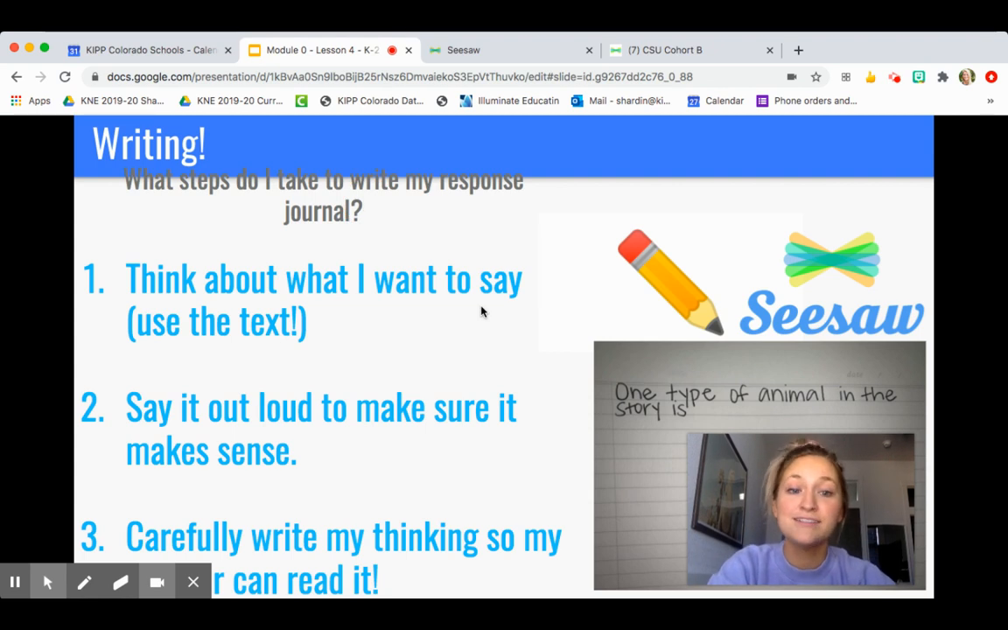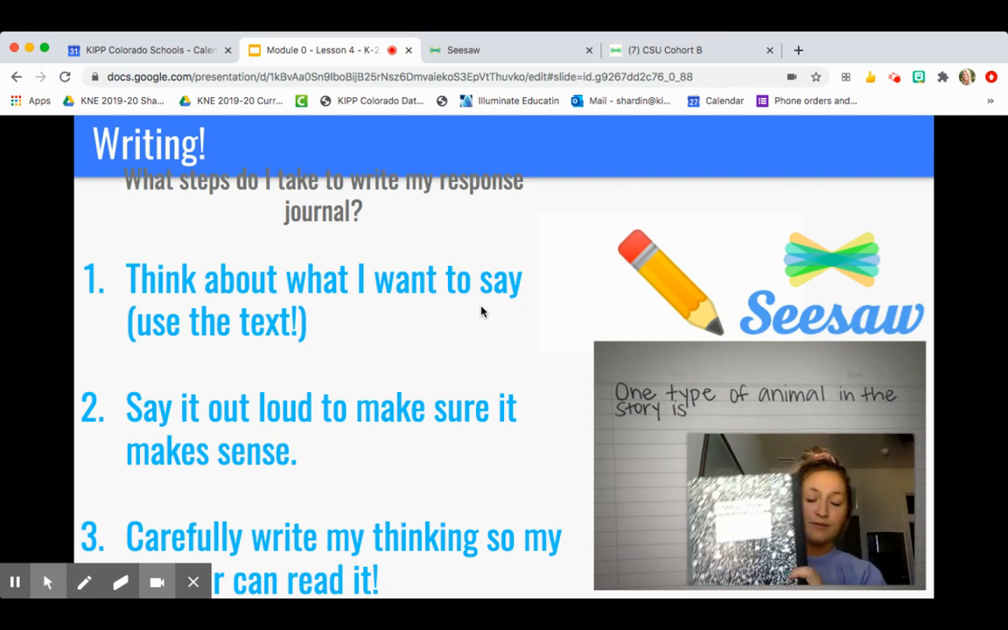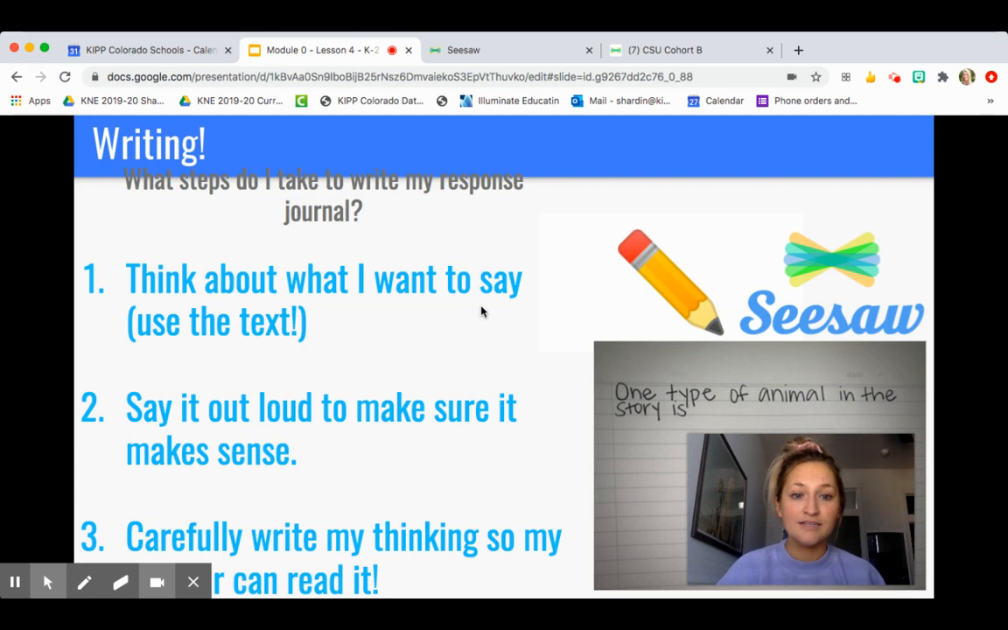So, Kidsters, this is the end of our lesson, but you are going to turn in your own writing to Seesaw. So first, in your response journal, just like me, you are going to write down our sentence stem. One type of animal in the story is. And you are going to write down any type of animal that you saw in the story. Maybe it was your favorite animal. Maybe it was the animal you thought was the most interesting. As long as it's different from pandas, which was my example, you are good to go.